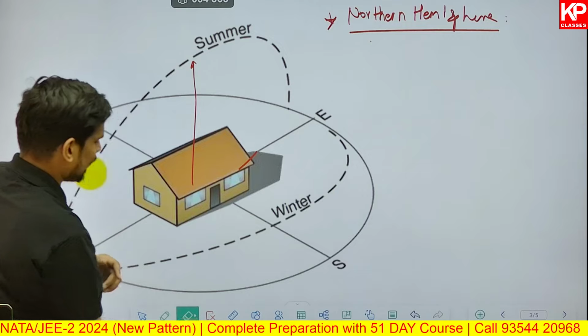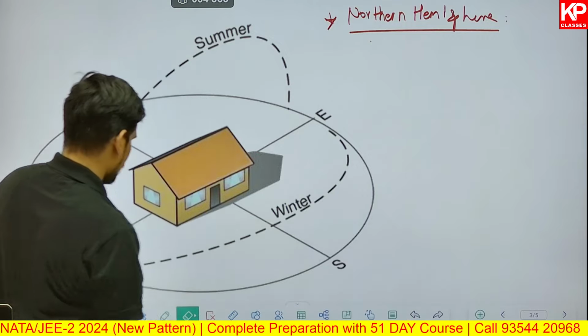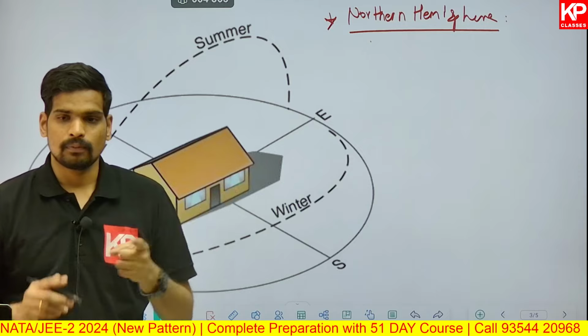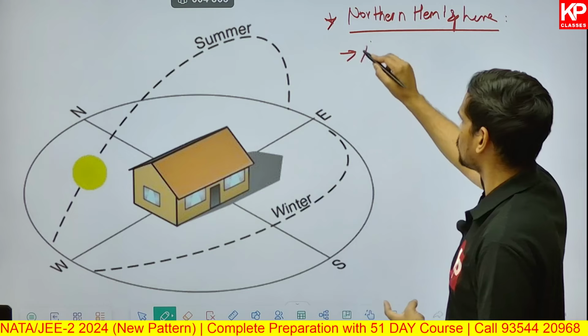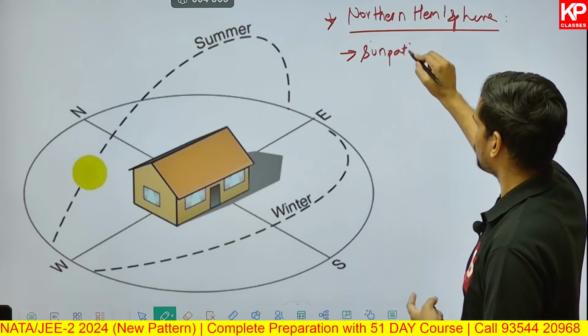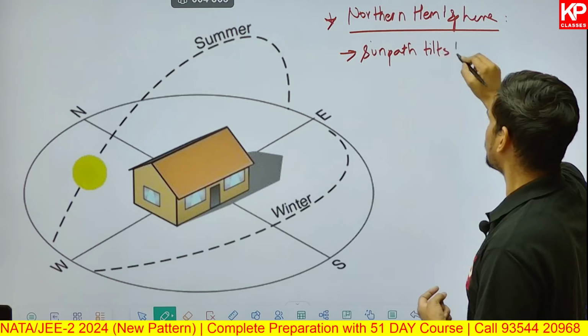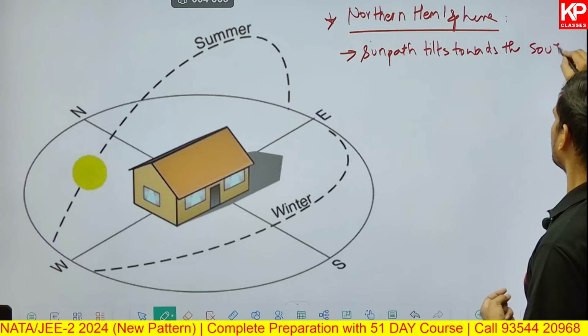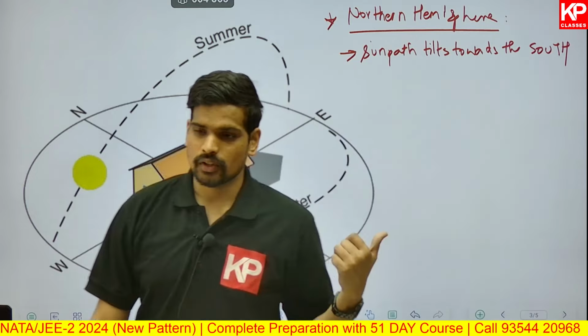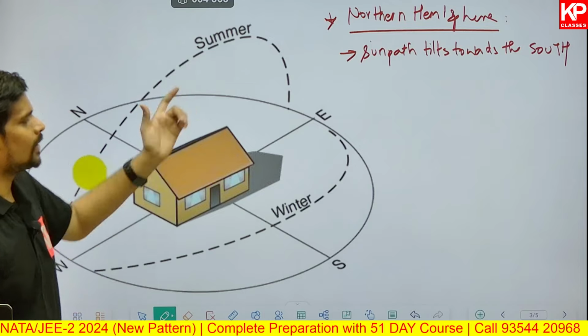It is slightly tilting, you can see. So always remember that the sun path in the northern hemisphere will tilt towards the south. That's the first point. In the northern hemisphere, first point, sun path tilts towards the south direction. As you can see in the diagram, the sun path will always tilt towards the south direction.